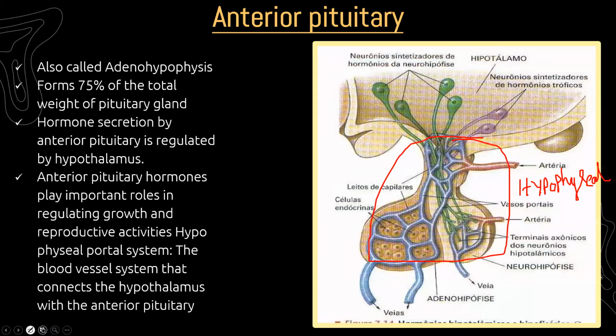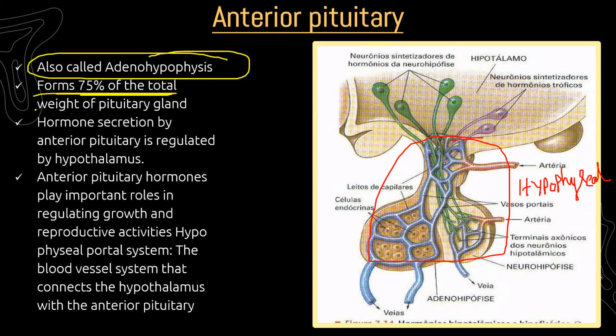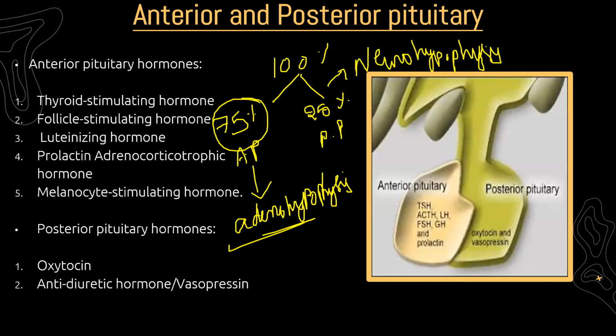Not to get confused with that. So anterior pituitary, also called adenohypophysis, forms 70% of the total weight of the pituitary gland. Anterior pituitary gland has many hormones, right? So before that, we will finish the first simple one.